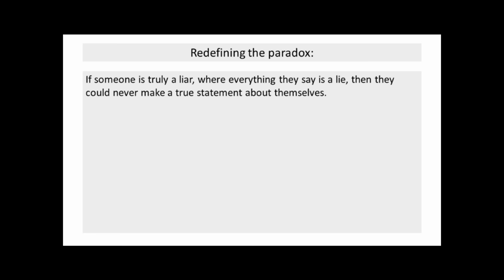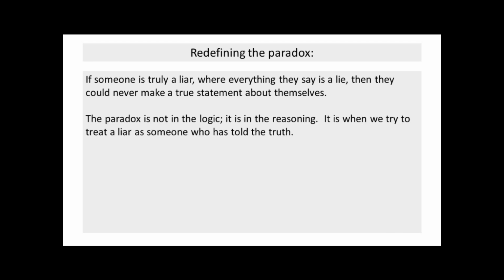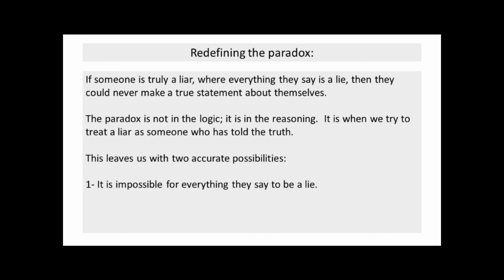I think we can actually redefine the paradox. See if you follow. If someone is truly a liar, where everything they say is a lie, then they could never make a true statement about themselves. The paradox is not in the logic, it is in the reasoning. It is when we try to treat a liar as someone who has told the truth. This leaves us with two accurate possibilities. One, it is impossible for everything they say to be a lie. Two, if everything they say is a lie, then they cannot make any statements.